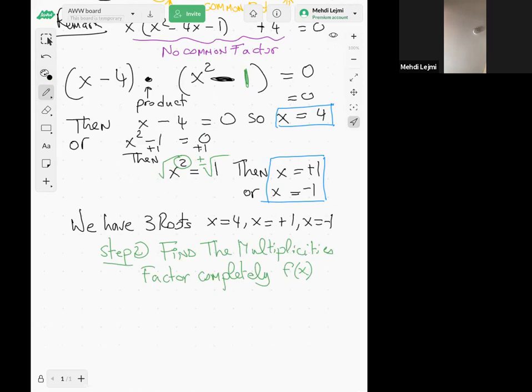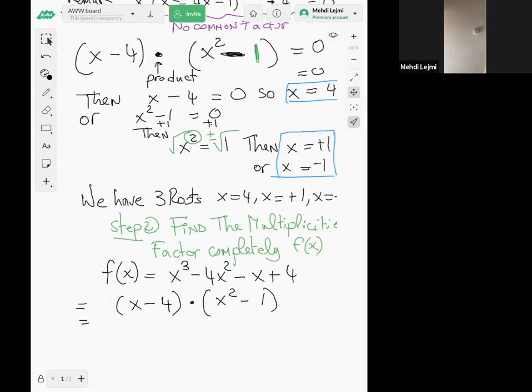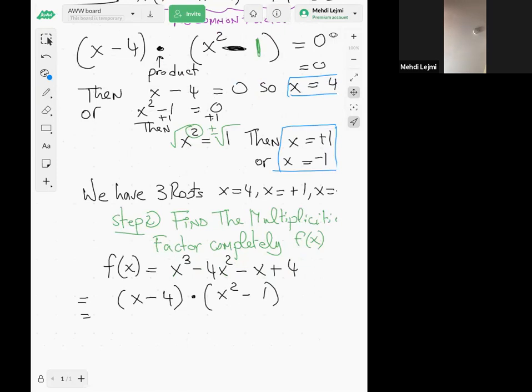So what do I mean by factor completely f of x? Let me write down again f of x. It's x cubed minus 4x squared minus x plus 4. So when you do this partial factoring, we have x minus 4 times x squared minus 1. All right. So we have x minus 4. This is our first factor. There's nothing else we can do here for x minus 4.